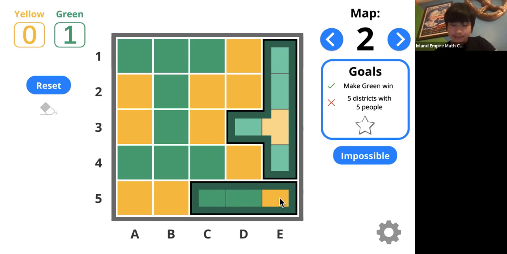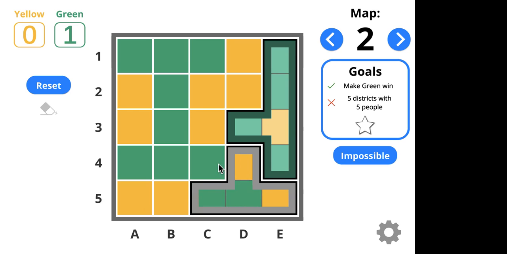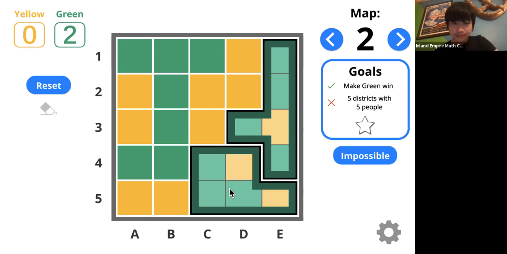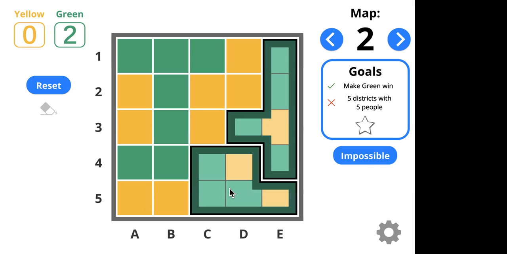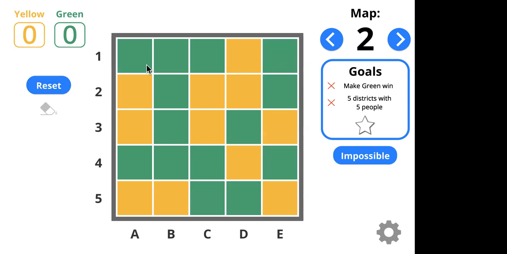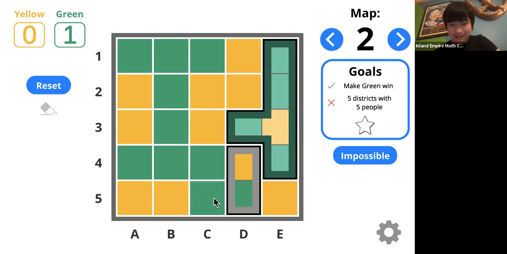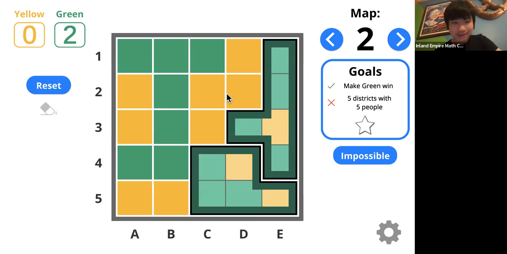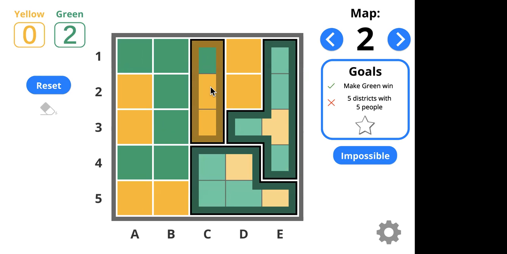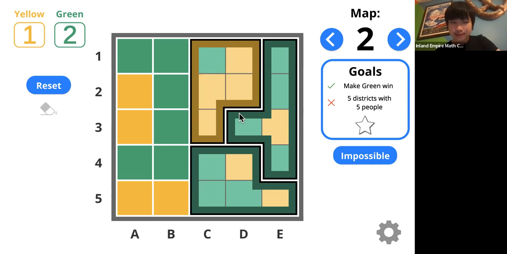And then 4 D and C, and then 1, 2, and 3 C. No, oh, C. Oh shoot. Sorry. So it was like this and then like this. Sorry about that. So 1, 2, and 3 C. And then 1 and 2 D.